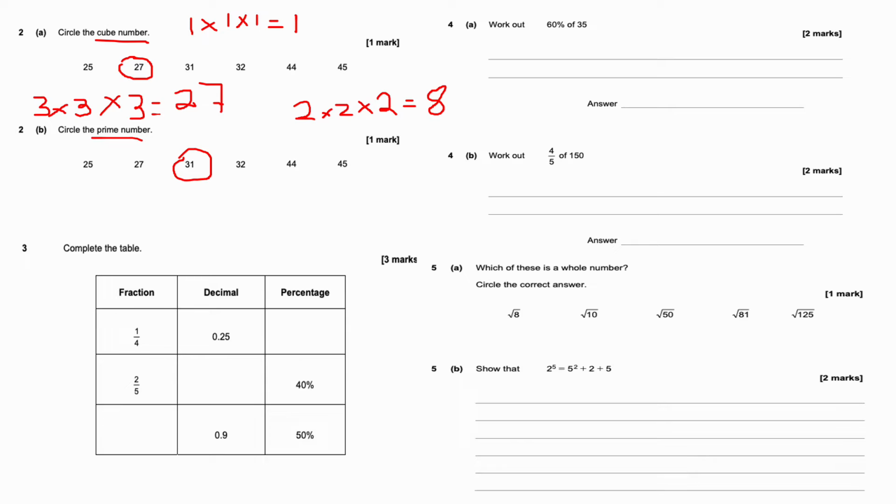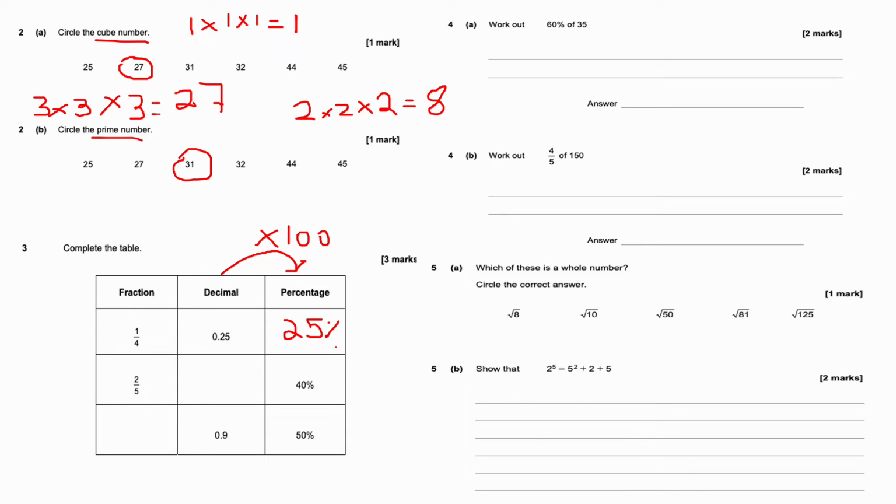Okay, question number 3, complete the table. I've got fraction, decimal, percentage. So decimal to percentage, guys, I multiply by 100. So I move the decimal point 2 places to the right. So it's 25. And then I put the percent sign.